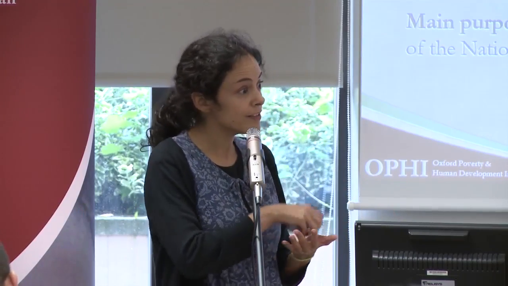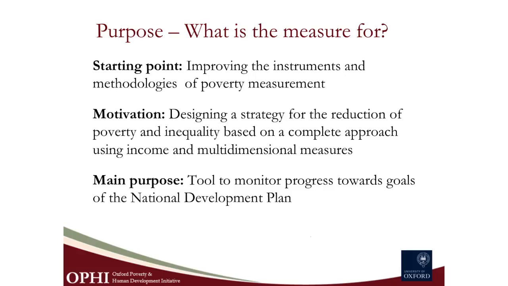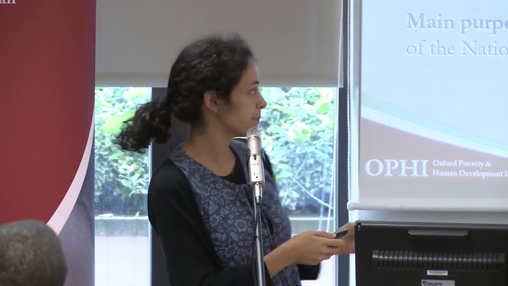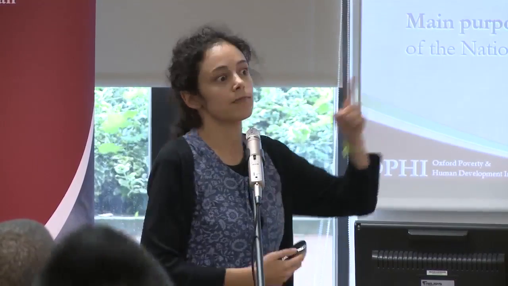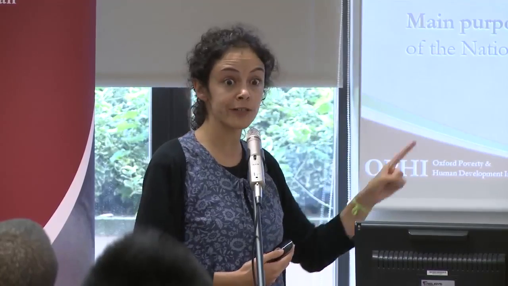And in 2011, the Colombian president, Juan Manuel Santos, launched the national strategy, the National Development Plan, which had at its core the reduction of poverty. One of the measures there to track progress and even to define the goals was the MPI, the Colombian MPI. So the main purpose, the first normative decision, is that it is a tool to monitor progress towards the goals defined in the National Development Plan.